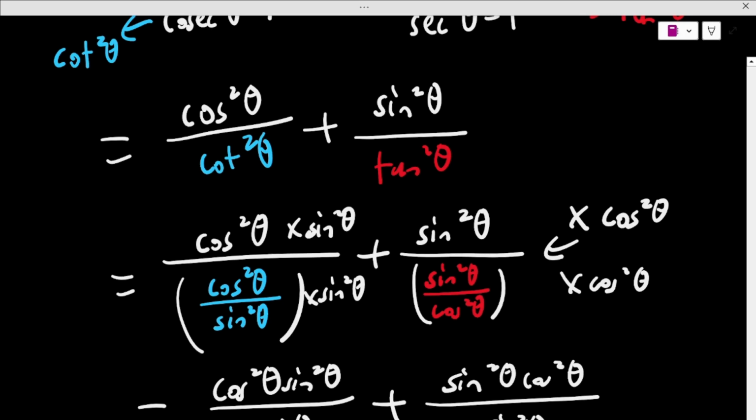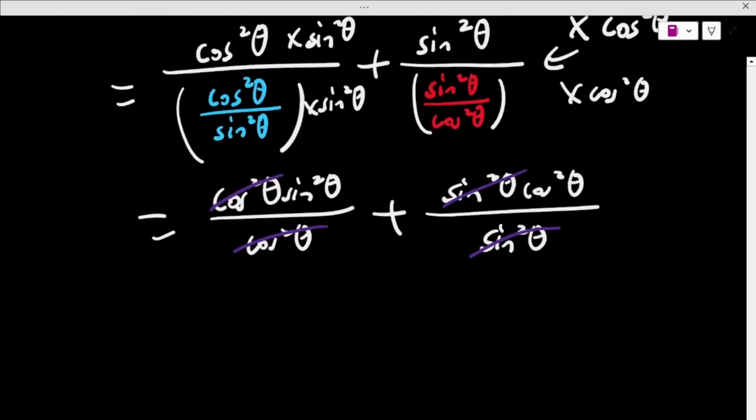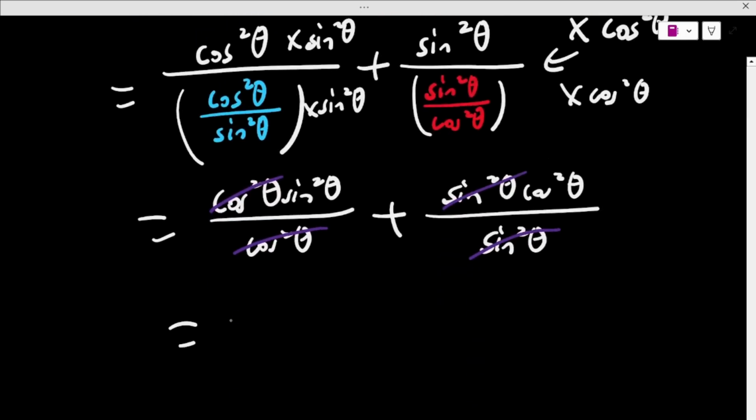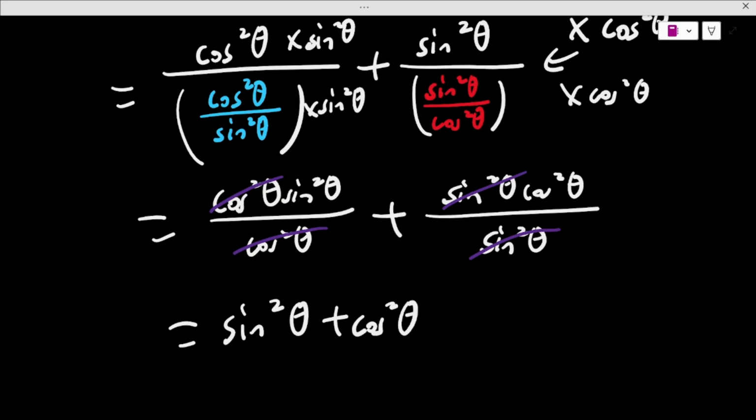Well, the numerator and denominator for the first fraction both have cosine square of theta. Numerator and denominator for the second fraction both have sine square of theta. So we end up with sine square of theta plus the cosine square of theta, which, using the formula of this, gives you 1. So this is the right hand side, and therefore it is proven.